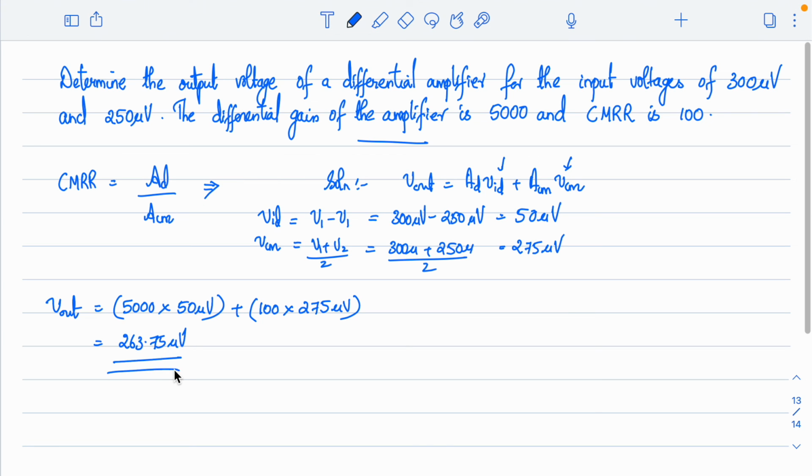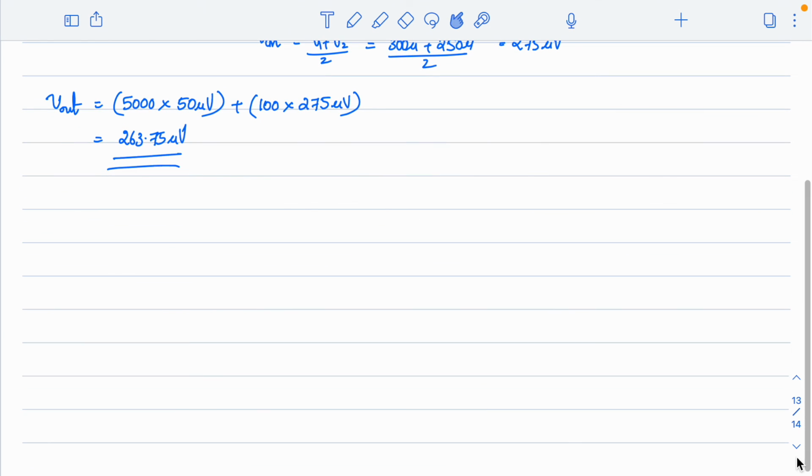Right? This is how in general we find the output voltage. So the question can be of any type, right? You may be asked to find the output voltage, or you may be asked to find what is AD or ACM by giving some of the quantities unknown, right? So in continuation with this, I'll give you one more question. You can try it later.